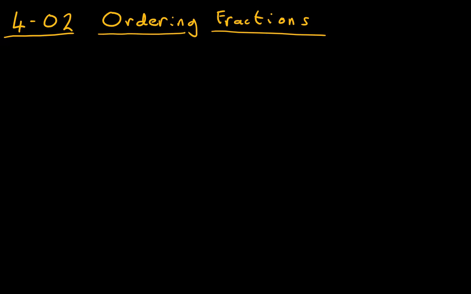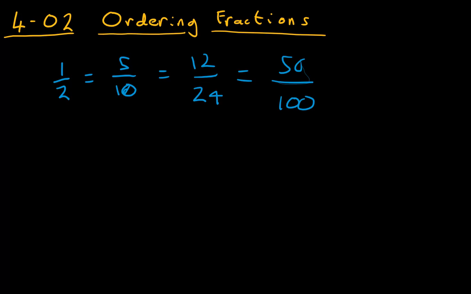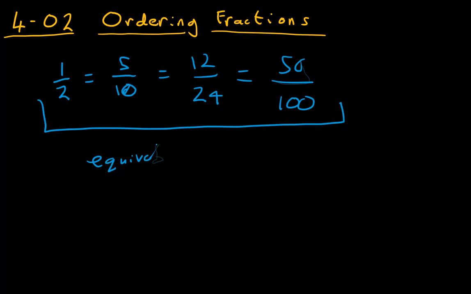Okay, so if we have some fractions, for instance, a half, that half is equal to 5 over 10, also equal to 12 over 24, also equal to 50 over 100. These are called equivalent fractions.